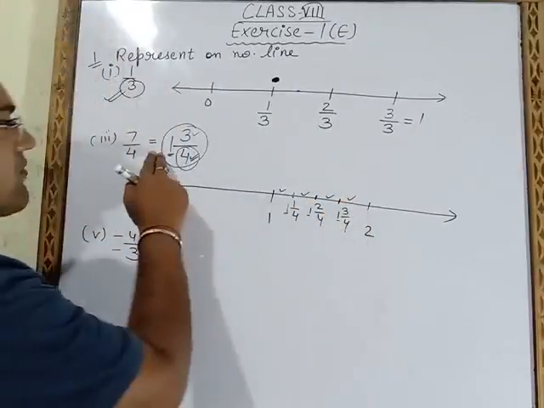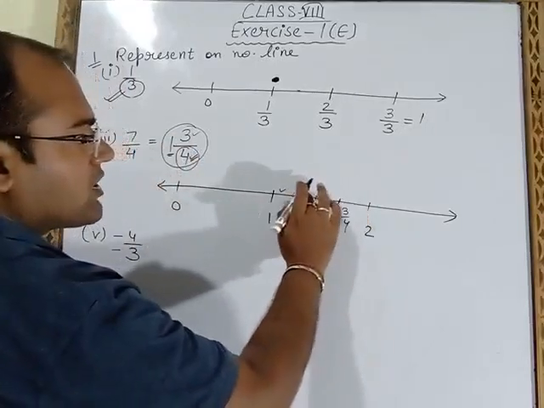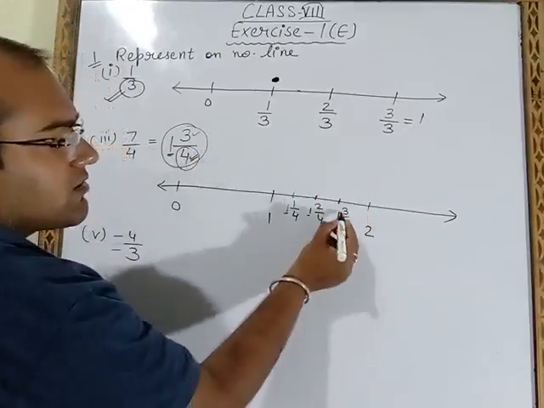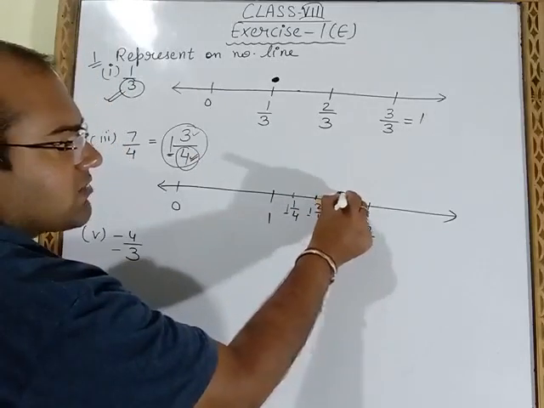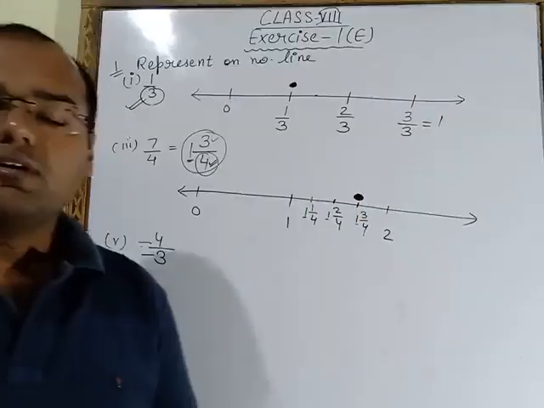What we have to show? We have to show 1 whole 3 upon 4. So on 1 whole 3 upon 4 we have to draw the mark. 1 whole 3 upon 4 is this, that's why we will draw here one dark circle. So like this we have.